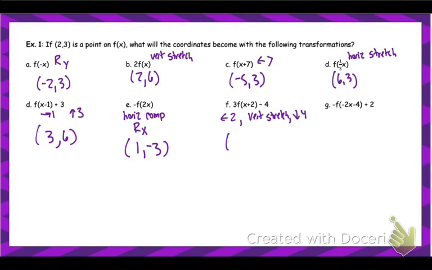So that means I'm going to take my x-coordinate and subtract 2. Then I'm going to take the y-coordinate, multiply it by 3 and then subtract 4. So 3 times 3 minus 4 is 5.